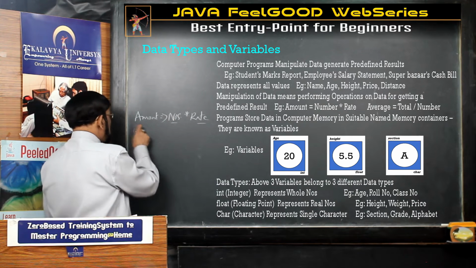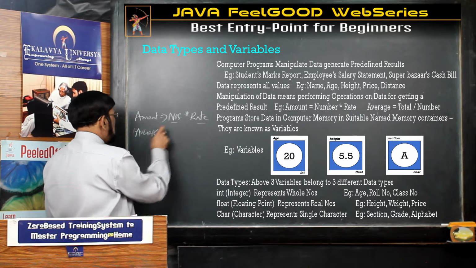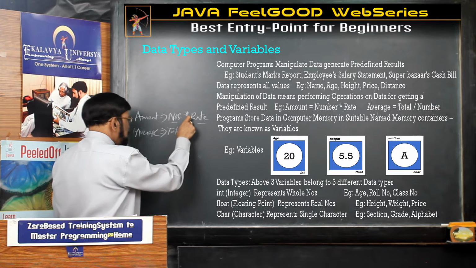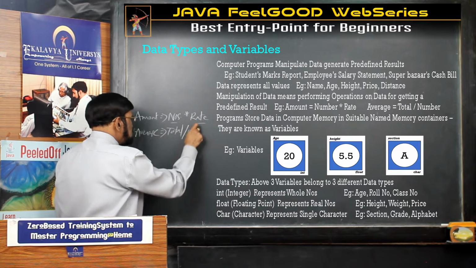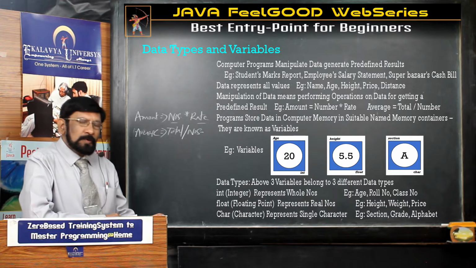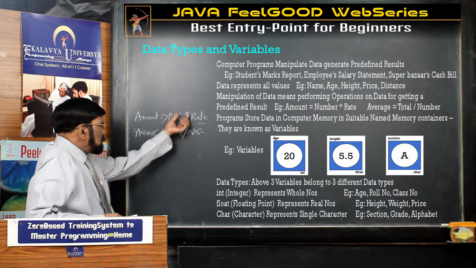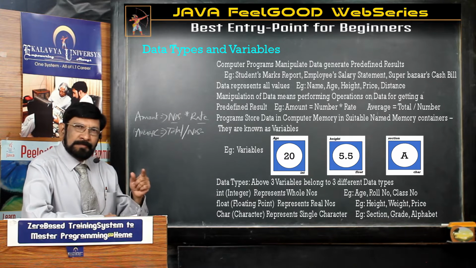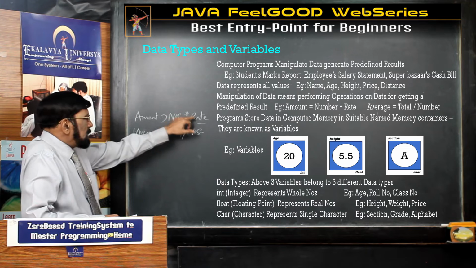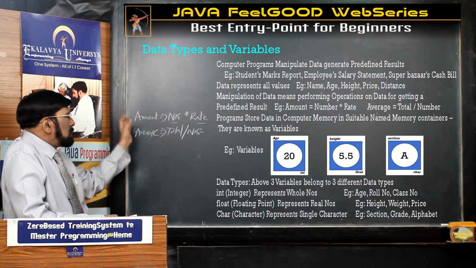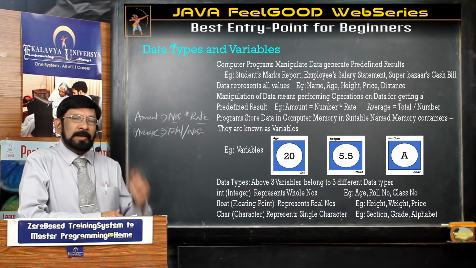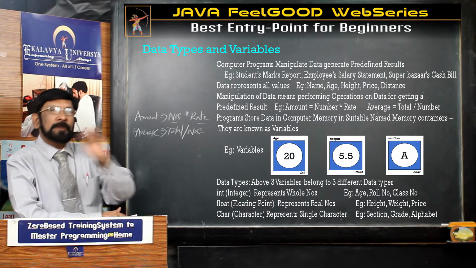In the same manner, one more example, average. You want the average of something. Then what do you do? You take the total and divide by numbers. Then you can get the average. So in this manner, we manipulate. Manipulate means we perform operations acting upon data. By acting upon data, we can get a predefined result. That point you have to understand. One is data and the other one is manipulation, or performing operations.